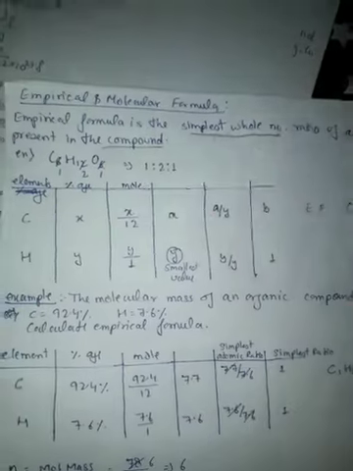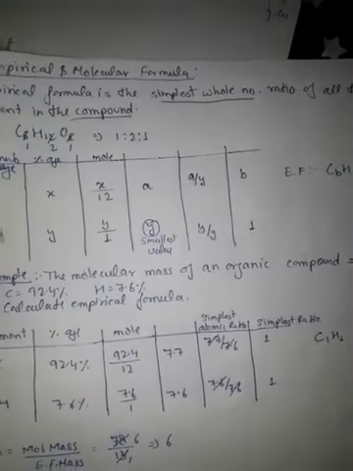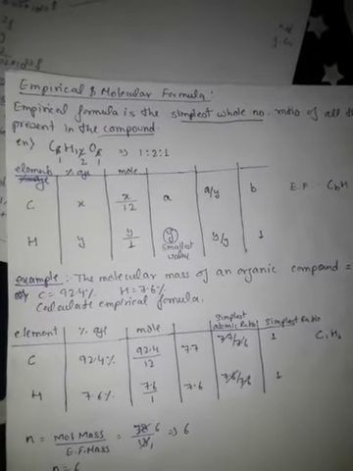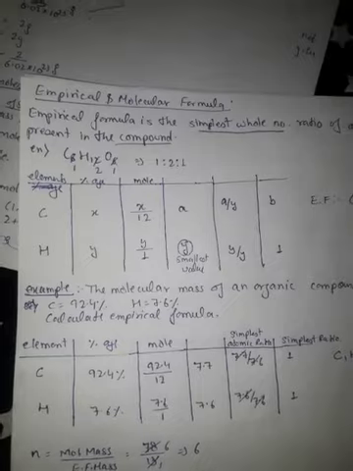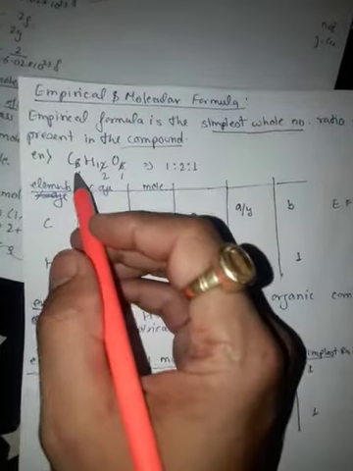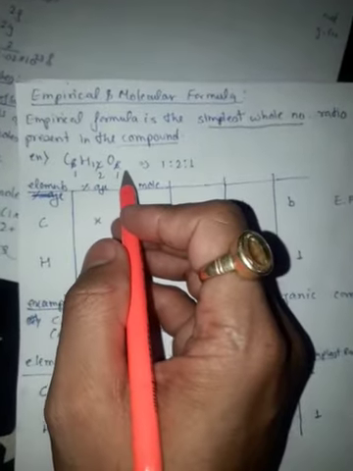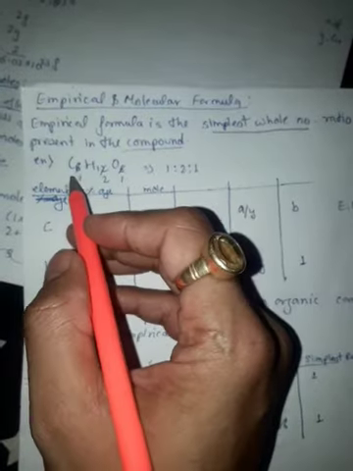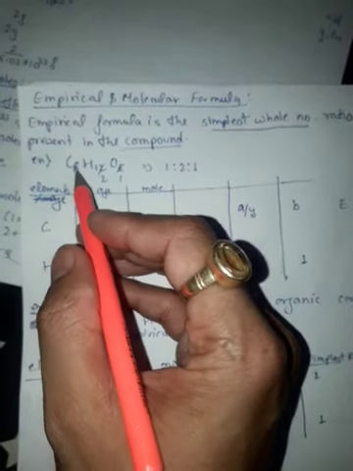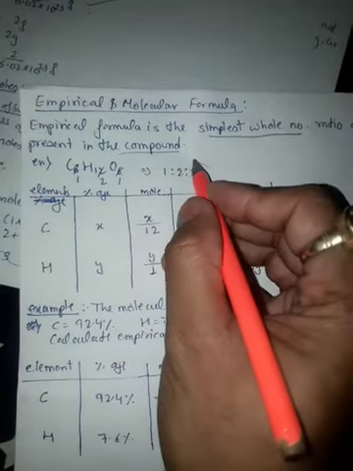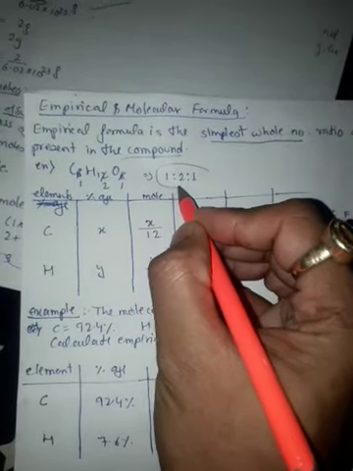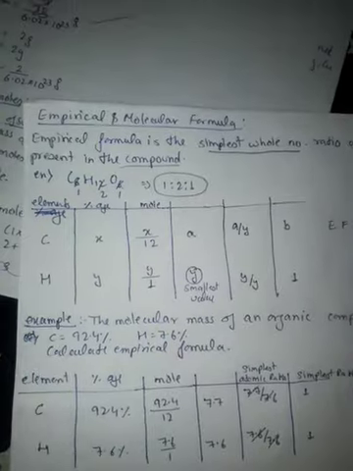In any compound, the simplest whole number ratio of all the elements present is what we call the empirical formula. Let's take an example. We have taken the example of C6H12O6. This is glucose. When we calculate the simplest ratio, 6 1s are 6, 6 2s are 12, 6 1s are 6. So the simplest whole number ratio of the sugar glucose is 1:2:1.